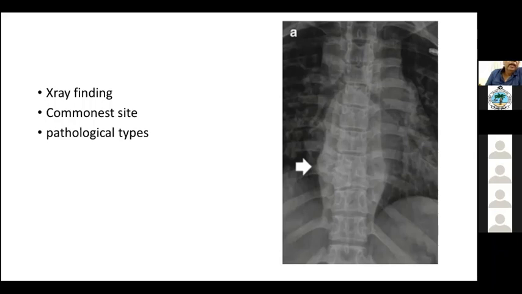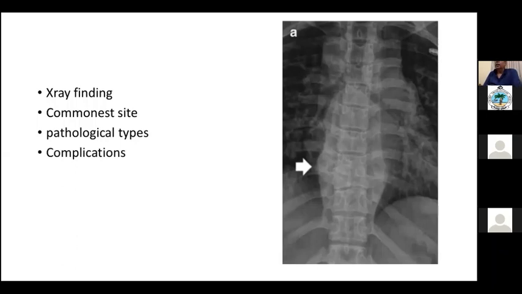Okay, there are 5 different types. What do you call the collapse that is seen in the central type of tuberculosis? The name that is given for collapse seen in central type of tuberculosis. It's called concertina collapse, isn't it? The same collapse can be seen in eosinophilic granuloma of the spine also. Concertina collapse. Tell me the common complications of tuberculosis of the spine.